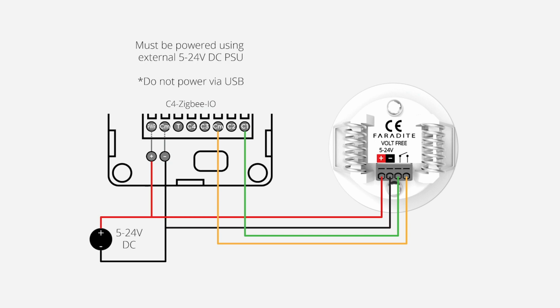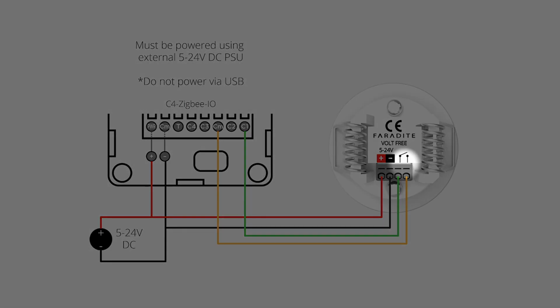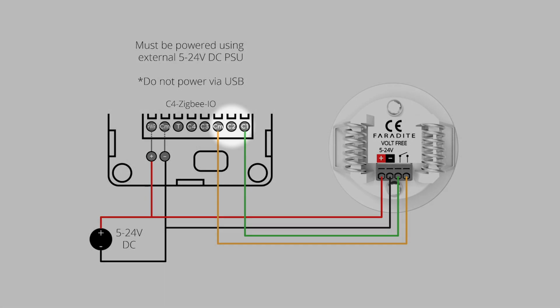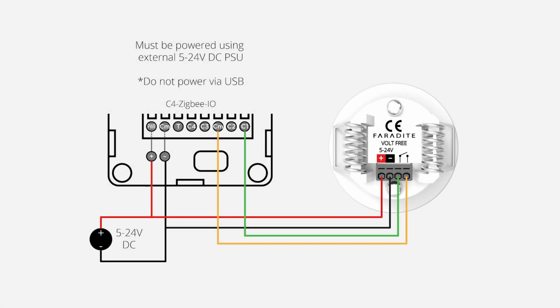Please note the USB power cable supplied with the Zigbee IO can't be used, and an external power supply must be used to power both the sensor and the Zigbee IO module. Connect each side of the motion sensor volt-free output to the C1 and CM terminals.